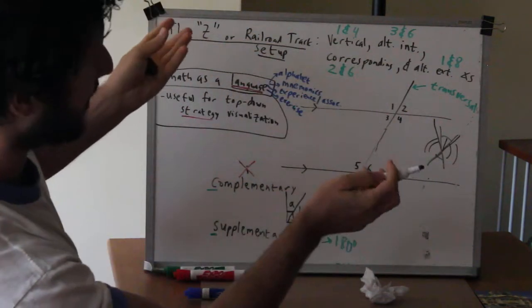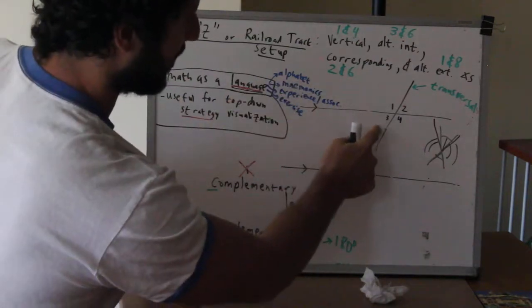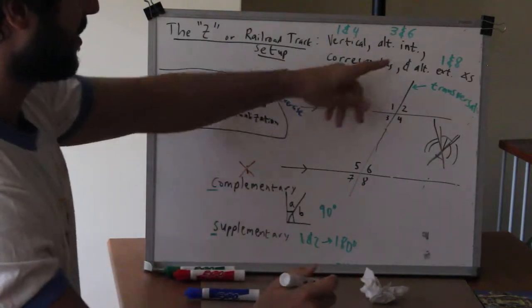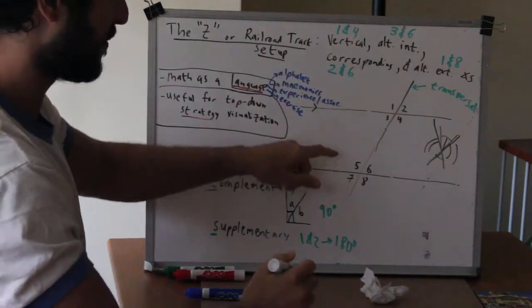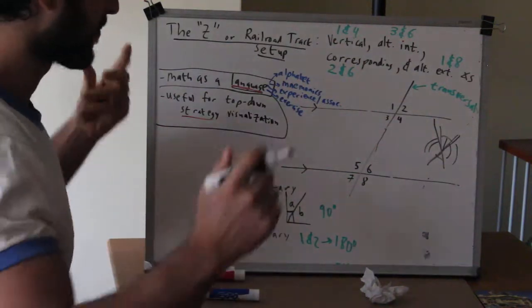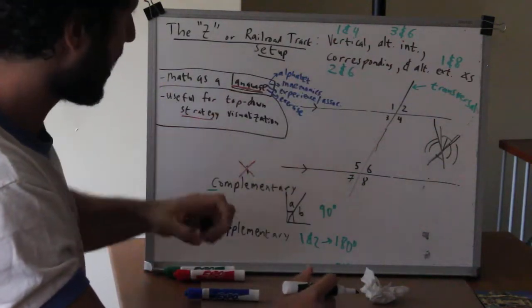Why is that? Maybe you can convince yourself. These both look like they're the small angles, and that stems from the fact that these lines are parallel. These aren't the only alternate interior angles. We have 4 and 5 as the other pair of alternate interior angles. So let's move on.